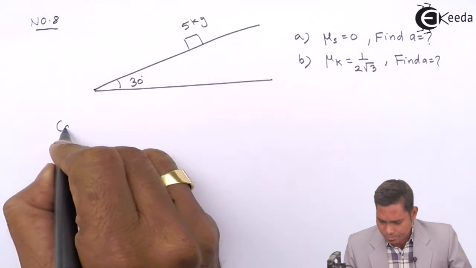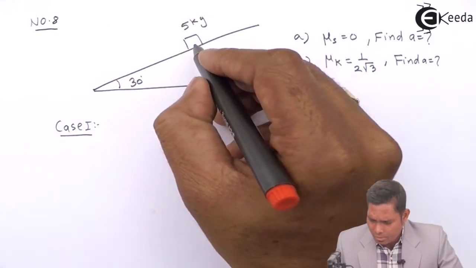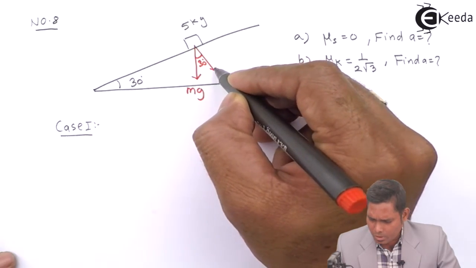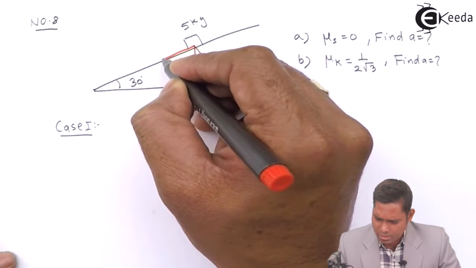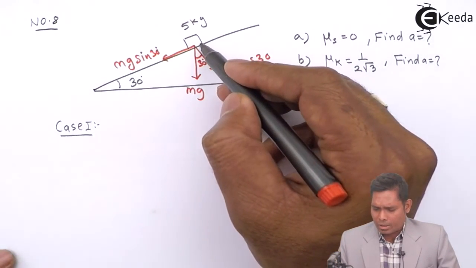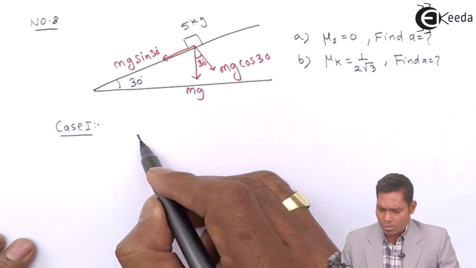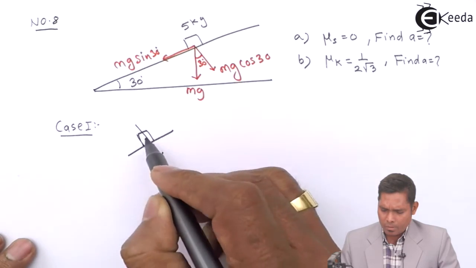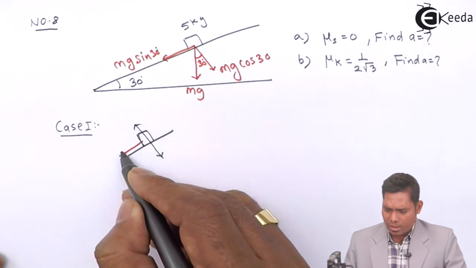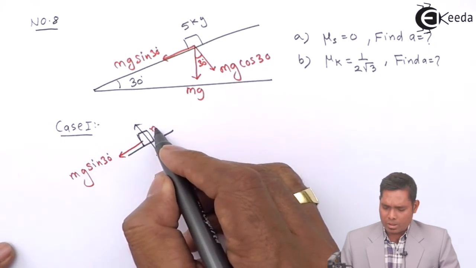So first case. I will have the weight downward, that is mg. The component, because this angle is 30, is mg cos 30 and this is mg sin 30 degrees. Friction acts in the upward direction, and no friction is acting in this case. So a block is placed on an inclined plane, and only one force is acting along this direction, that is mg sin 30, which is equal to mass of this object into acceleration.